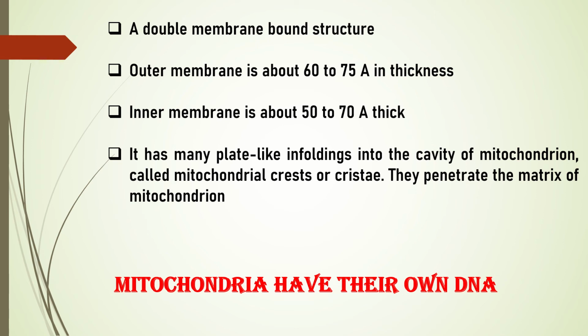Fine. It is a double membrane bound structure. The outer membrane is about 60 to 70 angstrom in thickness and the inner one is about 50 to 70 angstrom in thickness. It has many plate-like infoldings into the cavity of mitochondria called mitochondrial crests or cristae. They penetrate the matrix of mitochondria.